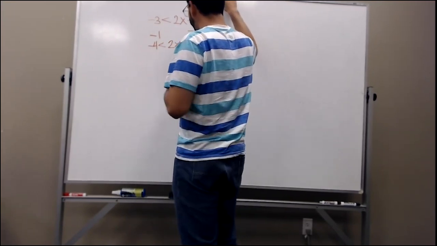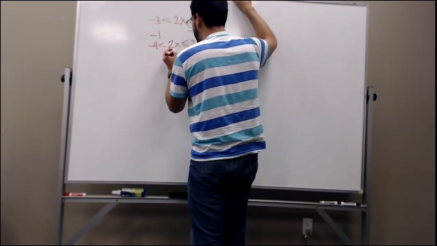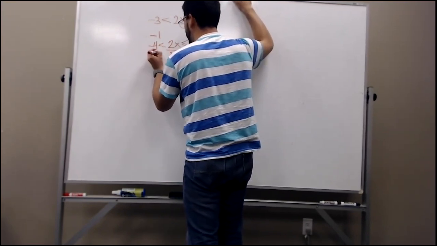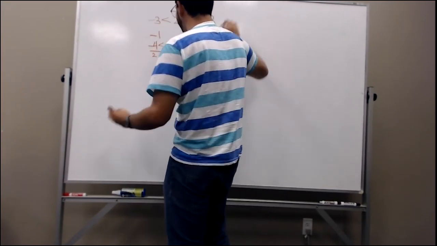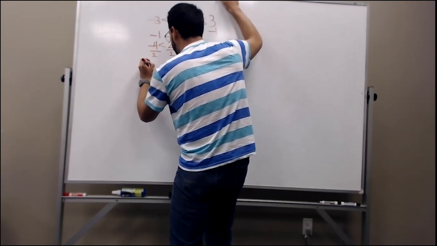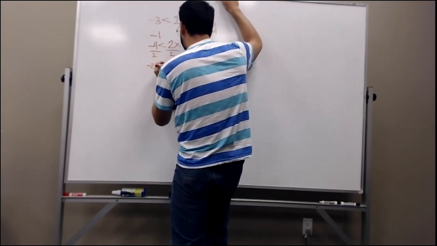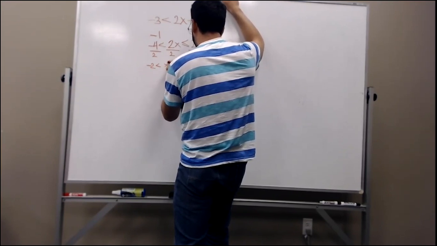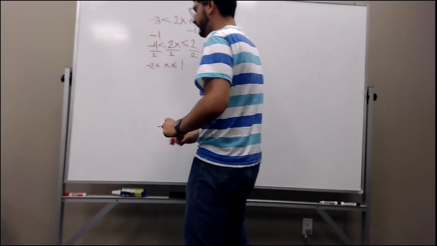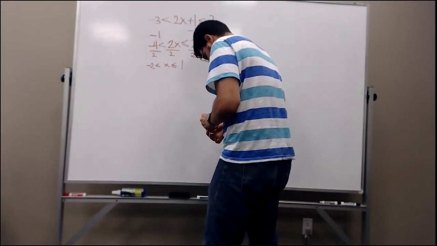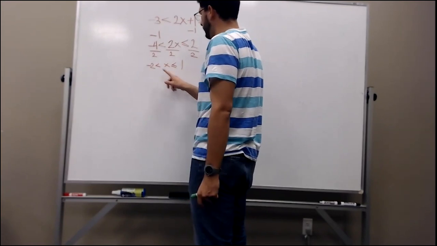Now you have to get rid of that coefficient 2 for x. So we divide by 2. And we end with minus 2 less than x, which is less than or equal to 1. That's it. You got the answer. If you want to graph it, it tells you that the inequality holds for all values of x that are greater than minus 2 but less than or equal to plus 1.